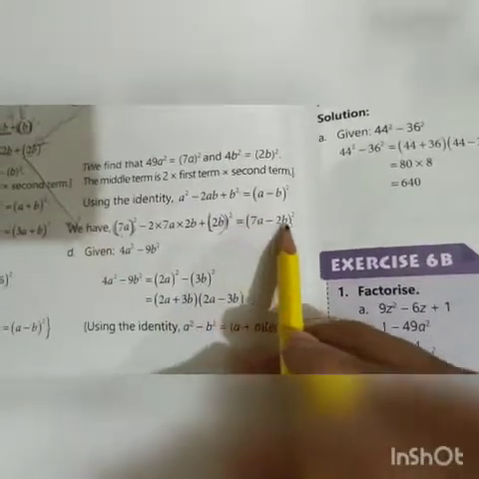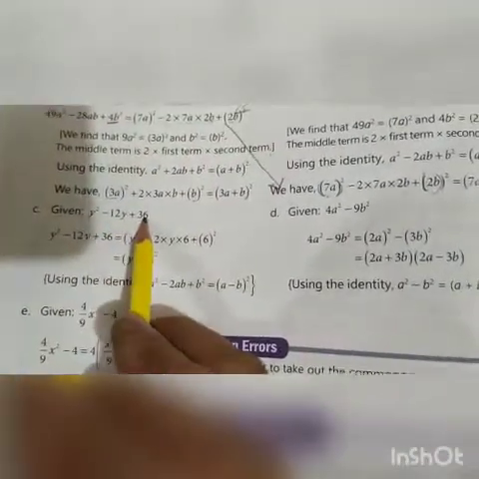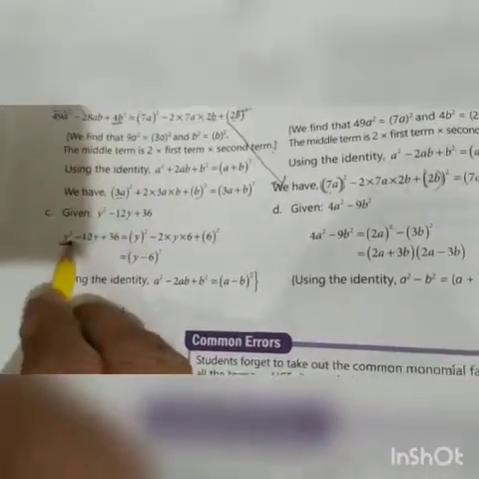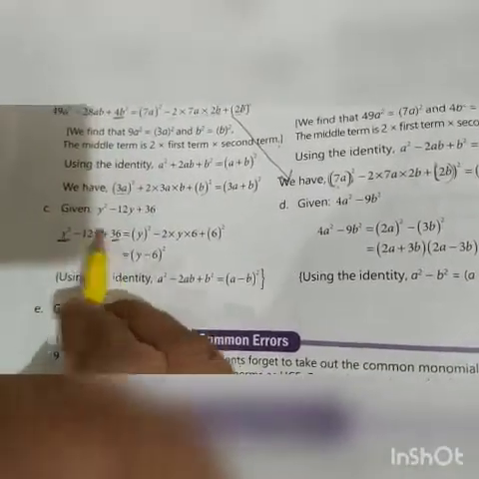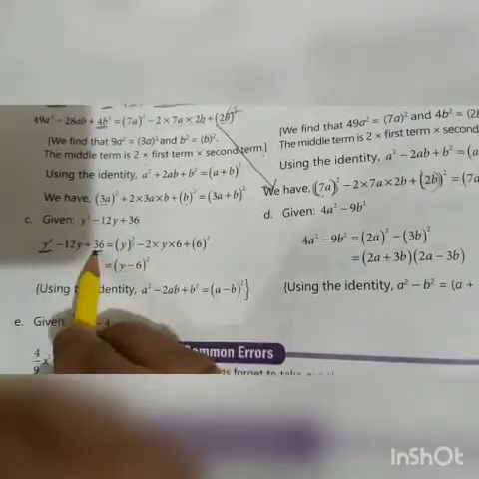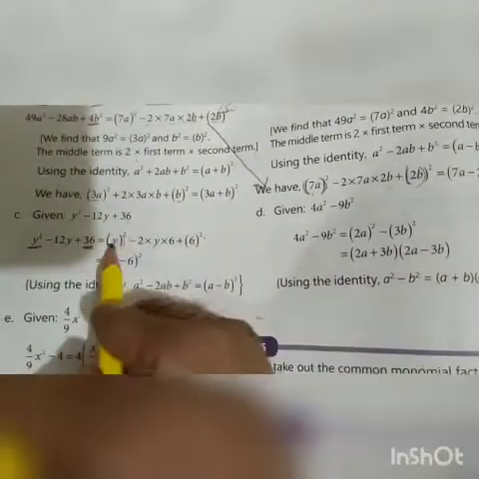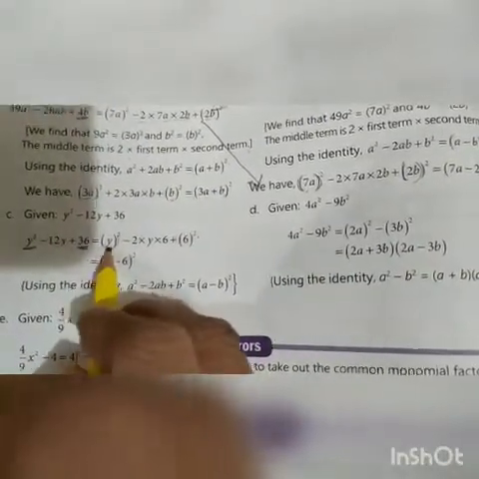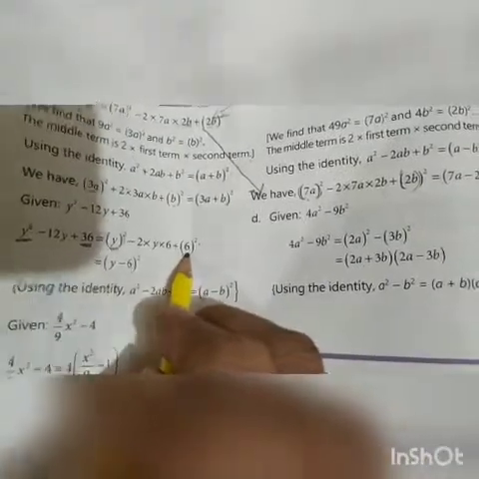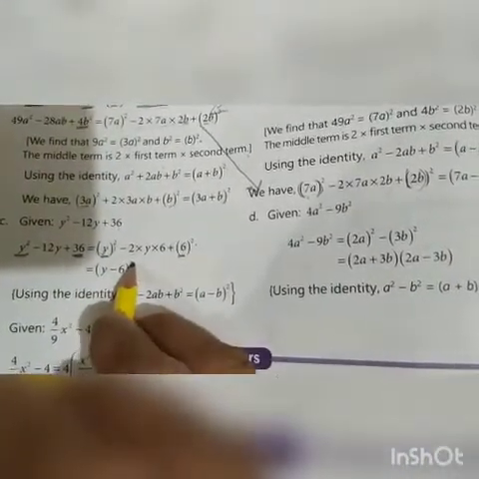Then it is (7a minus 2b) whole square. Next, part C: y square minus 12y plus 36. Now see, these two terms are squares. So y square can be written as y whole square, and this 36 can be written as 6 whole square. Now what is the first term? The first term is y and the second term is 6. So it will be written as (y minus 6) whole square.